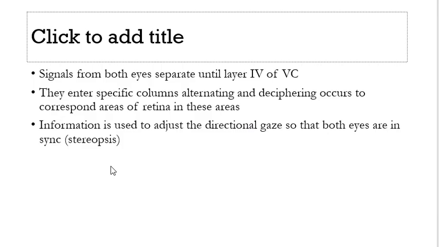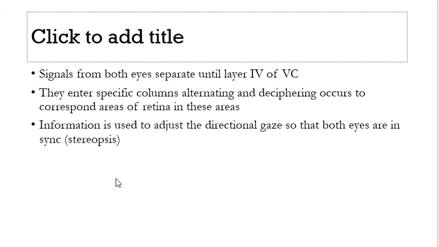To conclude, you should know that signals from both eyes separate until layer 4 and VC. So they enter specific columns, alternating, and deciphering occurs to correspond areas of the retina in each of the areas. So it's very specific type of information that is going to the brain. And information is also used to adjust directional gaze so that both eyes are in sync. This is called stereopsis.